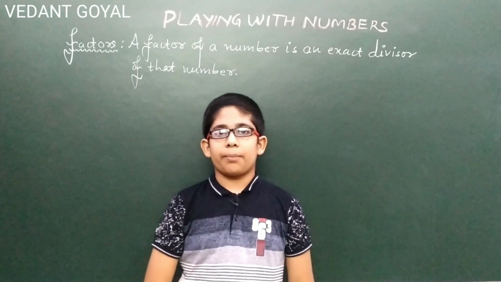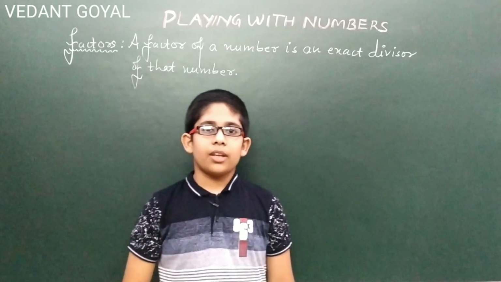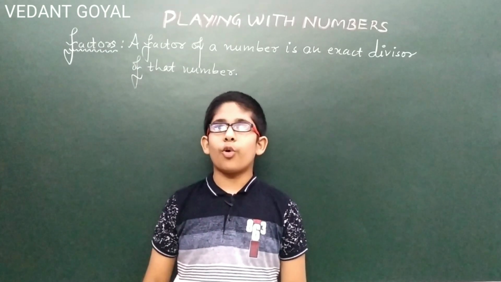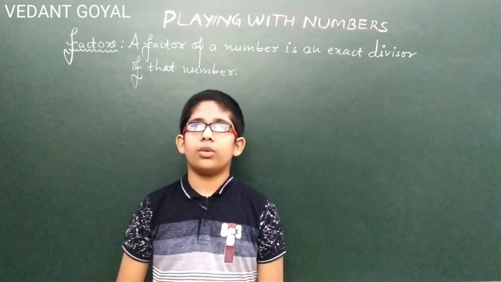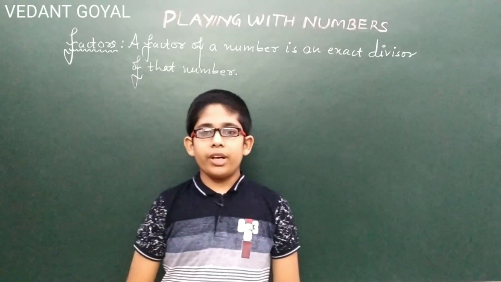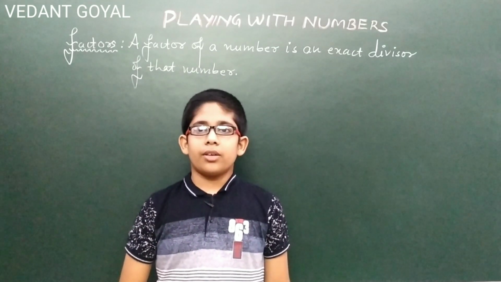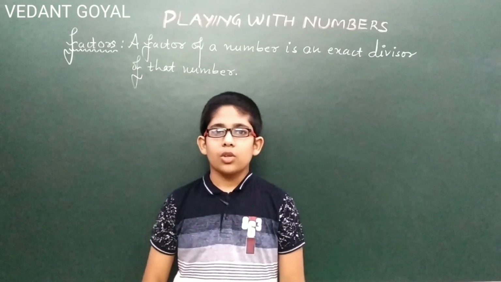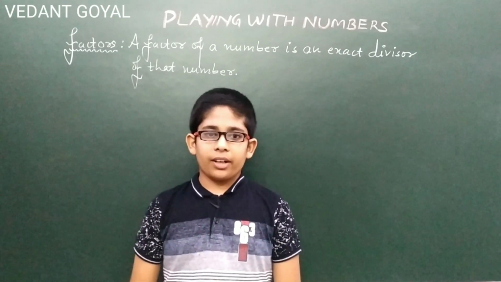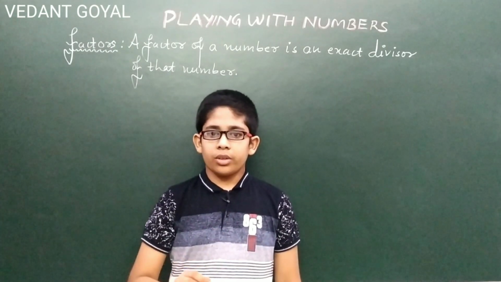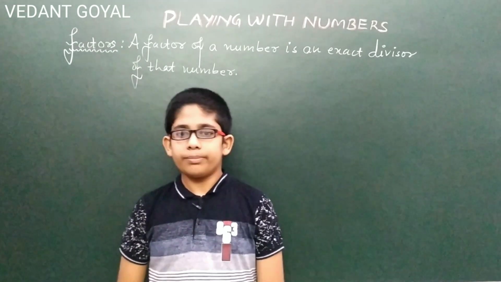Let's take an example. 4. Suppose we take 4, then you know that 4 is divisible by 2. So 2 is a factor of 4. If we divide 4 by 1, we will get 4 and nothing as the remainder. So the factors of 4 are 1, 2 and 4 also.